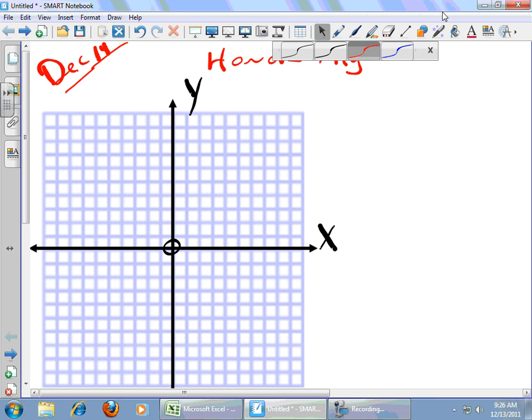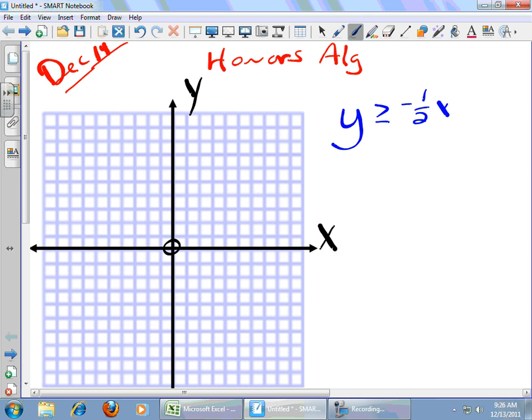Y is greater than or equal to negative 1/2 x plus 4. I'm going to go ahead and graph that. My y-intercept is 4: 1, 2, 3, 4. I know this because I'm in slope-intercept form. And then my slope is down 1, right 2.